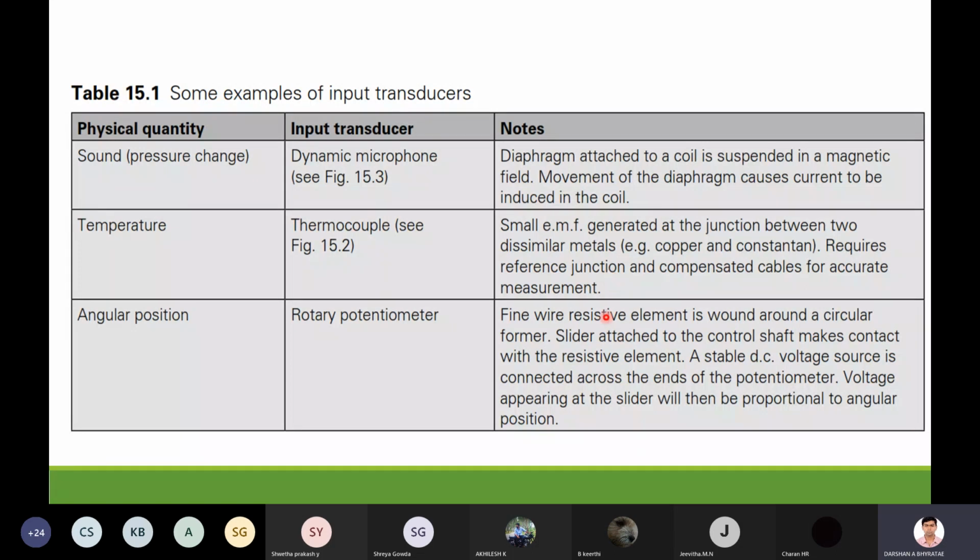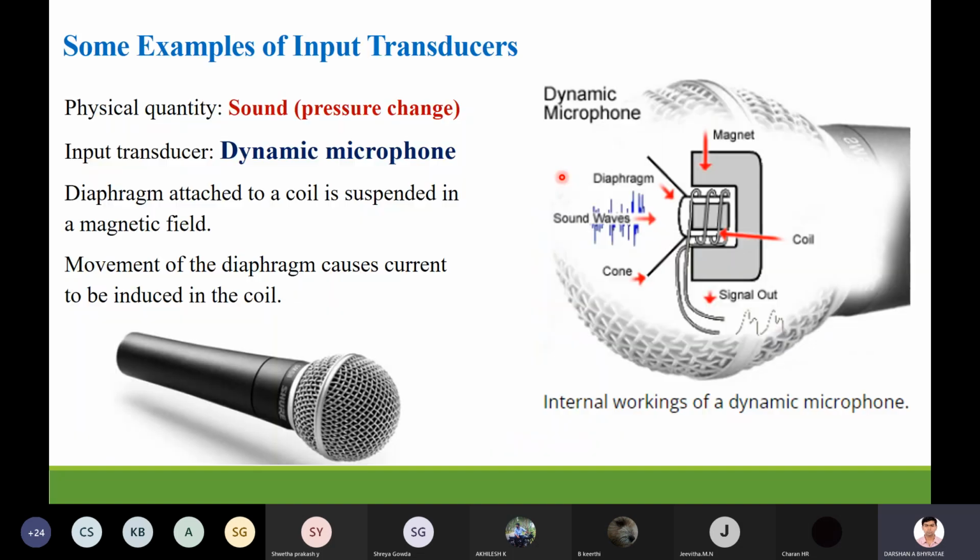And the rotary potentiometer, or angular position, generates the electrical signal by varying the wiper. So these are all what we call input transducers. And let us see the output transducer.